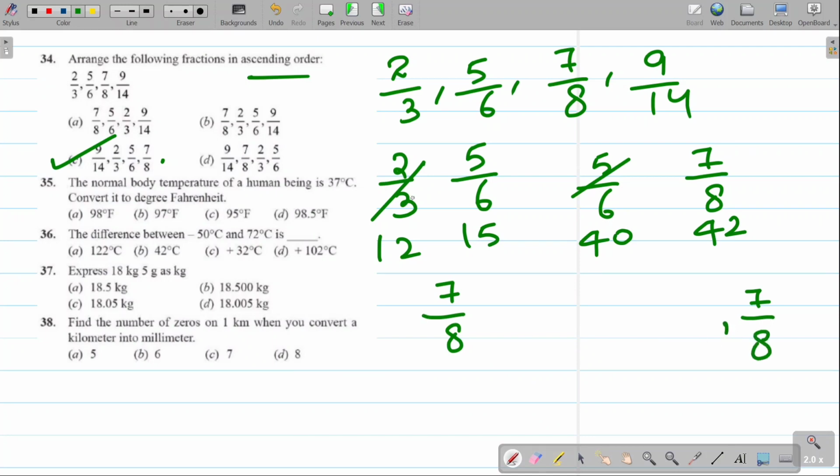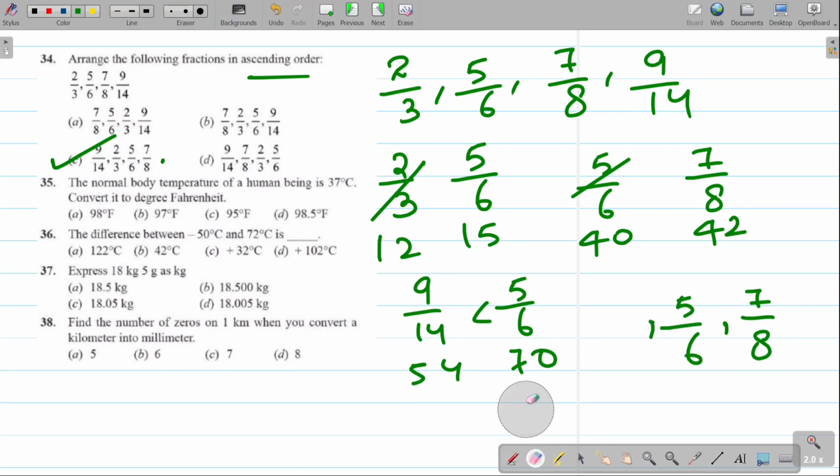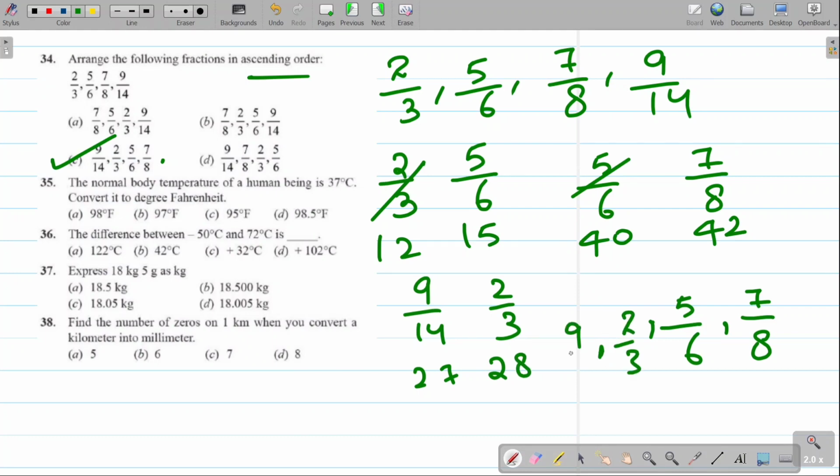Now we have to check between what? We'll remove this 7 by 8 first. Now we'll check this 9 by 14 with what? 5 by 6. 9 by 14 and 5 by 6. 9 6s are 54, 14 5s are 70. So 5 by 6 is greater. So the second greatest would be 5 by 6. Now we'll check 9 by 14 with 2 by 3. 9 3s are 27, 14 2s are 28. So 2 by 3 is greater than this, and the final would be 9 by 14.